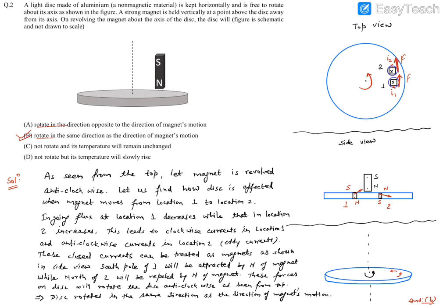C and D options will not be correct because they say this disk will not rotate. And if we talk about the temperature aspect, then at different locations this induced electric field is causing electrons to move, then heat is being generated, and its temperature will rise slowly. But for the option that is correct for rotation, we do not need to talk about the temperature, but that is an additional point. So the final answer becomes B.